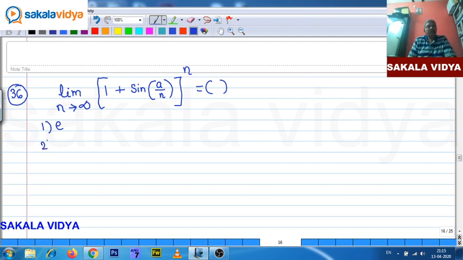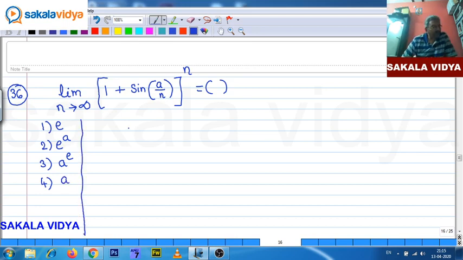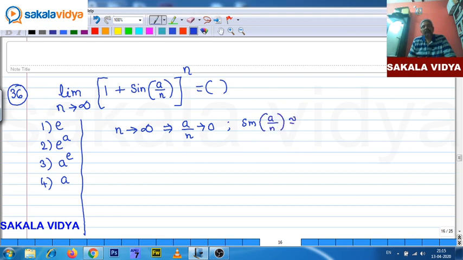Second is e to the power of a. Third is a to the power of e. Fourth is a. See, this problem we can do in a very easy manner. Okay. So, now as n approaches to infinity, this a by n tends to 0. As sin of a by n tends to 0, sin of a by n is approximately equal to a by n.